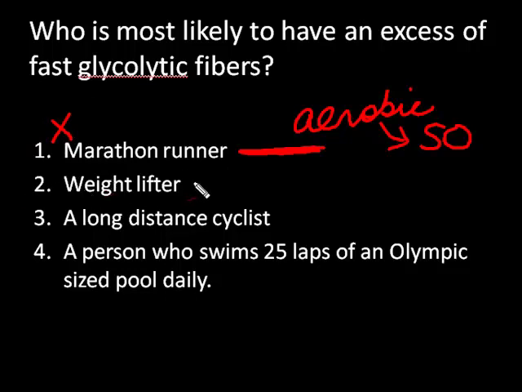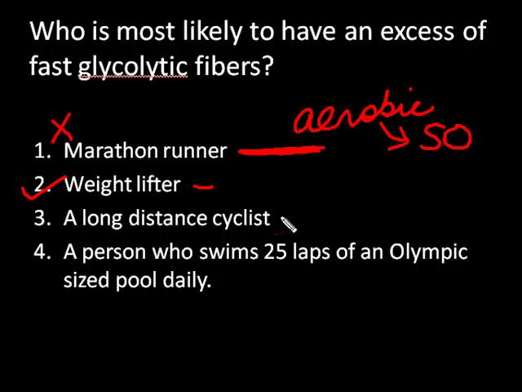A weightlifter. A weightlifter depends on short bursts of activity. And short bursts of activity need ATP to be produced instantly. And that is done by these fast glycolytic fibers. So a weightlifter is the one who will have fast glycolytic fibers. Let's look at the other two.